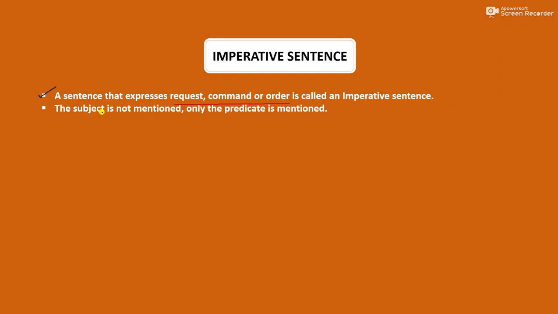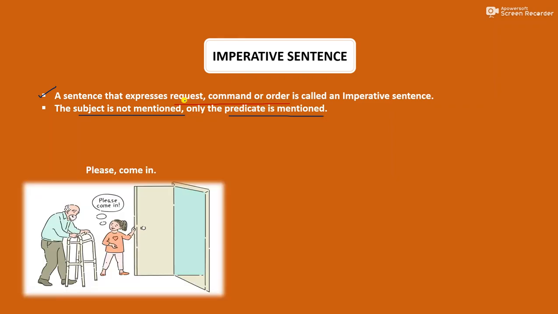Now in imperative sentences, the subject is not mentioned. You do not have the subject directly written or spoken, but it is understood that we are talking to somebody specific. Only the predicate is mentioned in imperative sentences. So here the subject may or may not be written or spoken directly, but the verb, the action followed by the object at times would be clearly mentioned. So that is something that we need to remember.